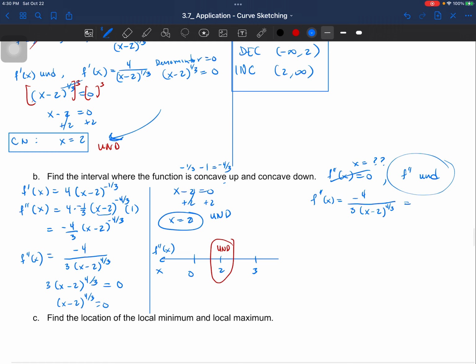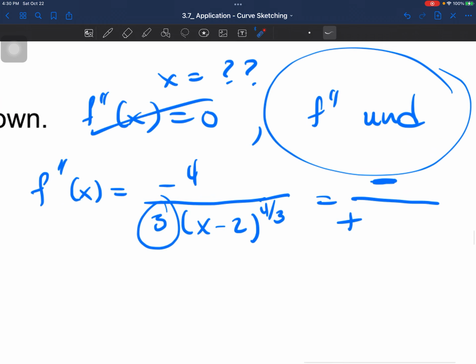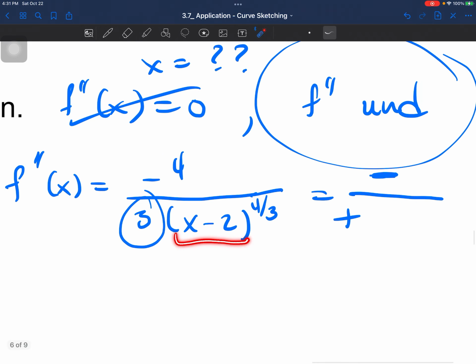Again, I want to show you guys how to be more practical, to use some techniques that you can use. If you notice here, negative 4 is going to be a negative number no matter what x is. 3 is going to be a positive number no matter what x is. And this is the interesting part. This here has a cube root, but it has a fourth power. Remember, anything that's an even power is going to make this positive.